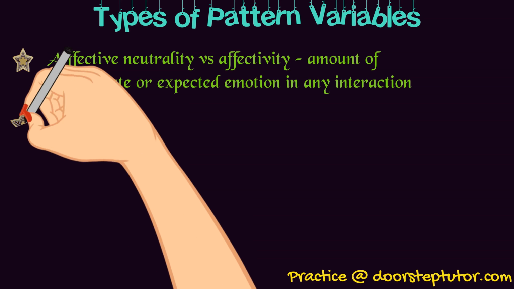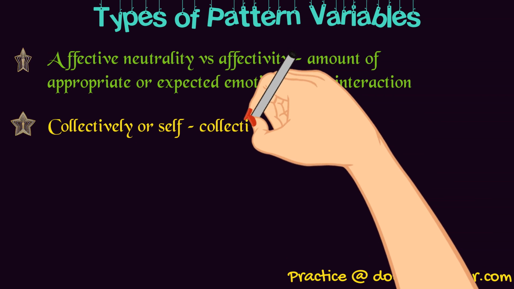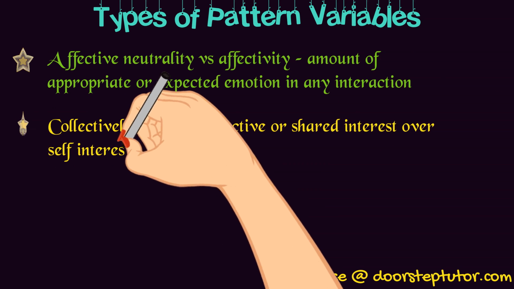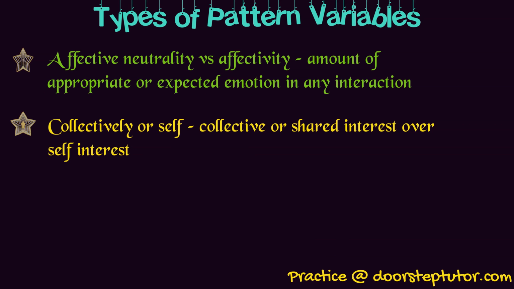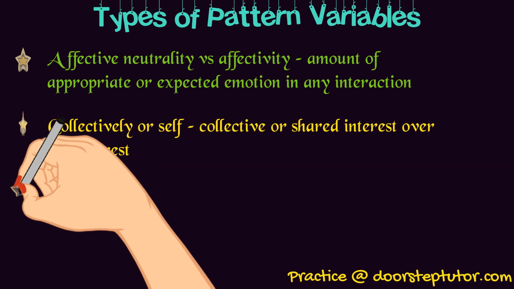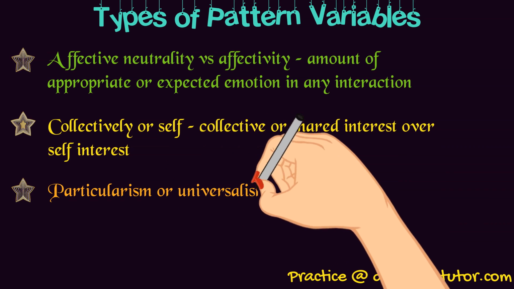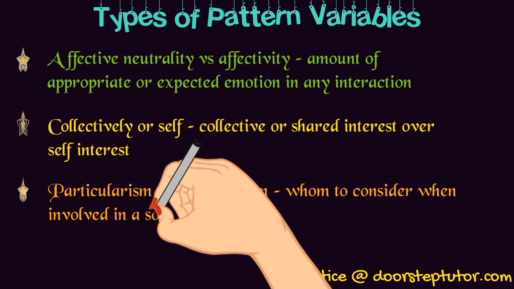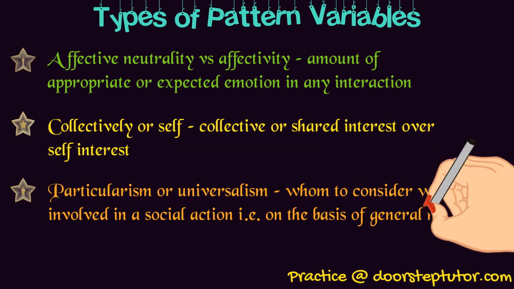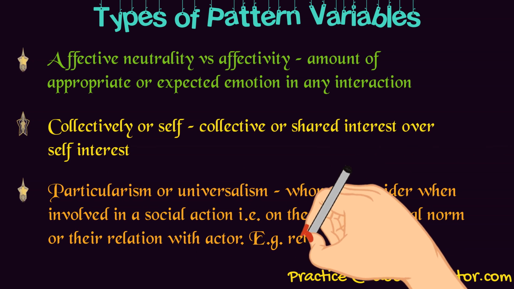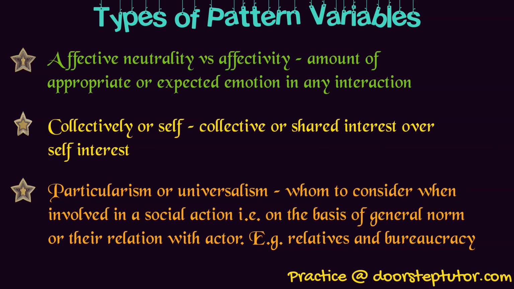Second choice is collectivity or self. That means, do you choose shared interest or do you become selfish and focus on your self interest? Third, particularism versus universalism. That means, whom to consider. When you are performing a social action, who do you have to give advantage to? Therefore, if you are an IAS officer, are you going to give advantage to your relatives? This is an example of particularism, that is playing favorites.